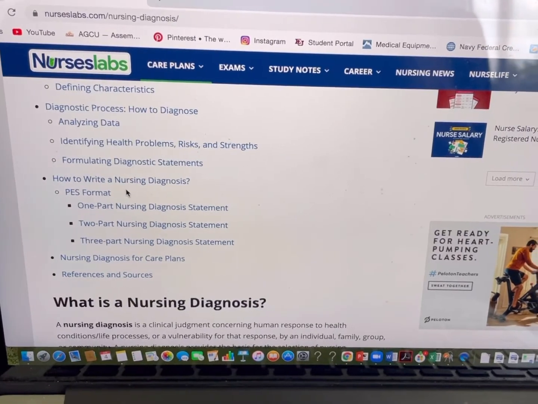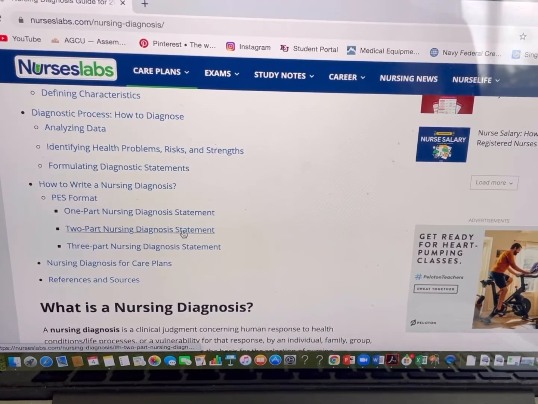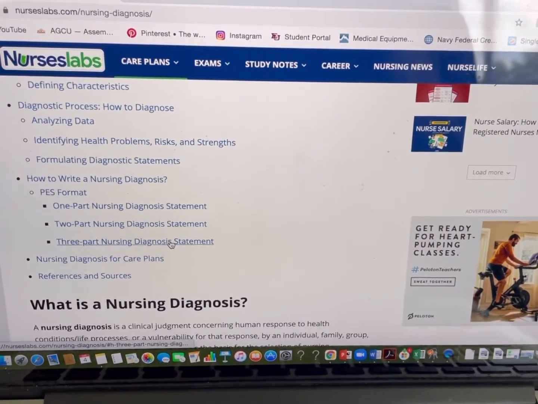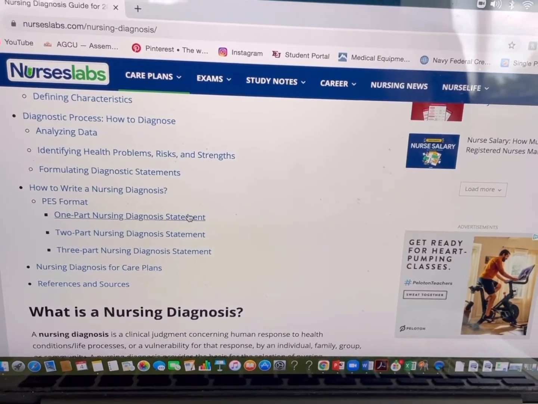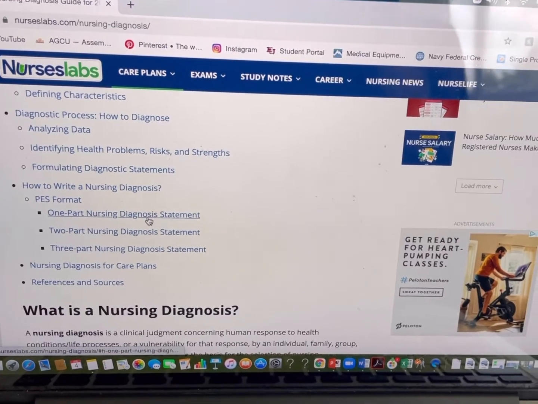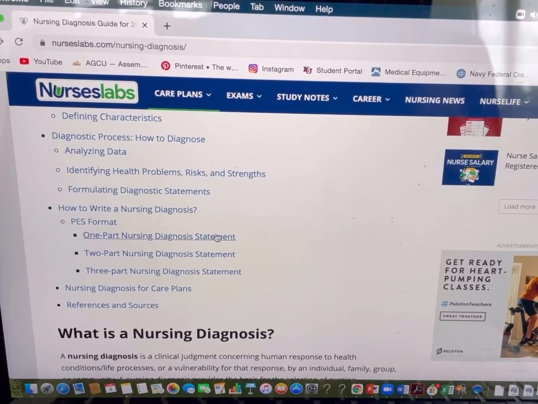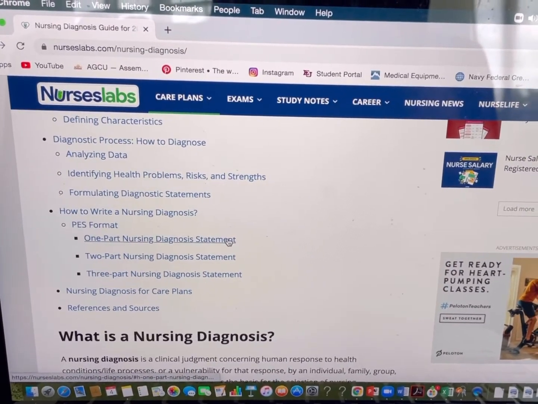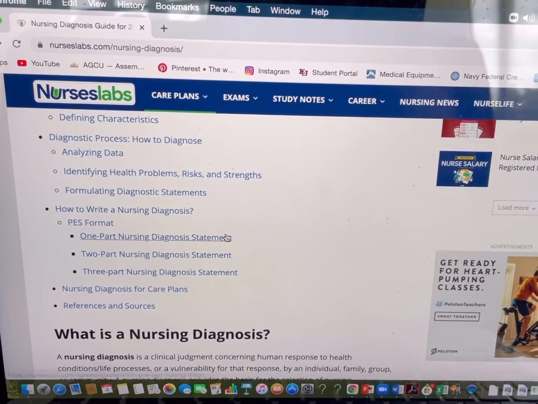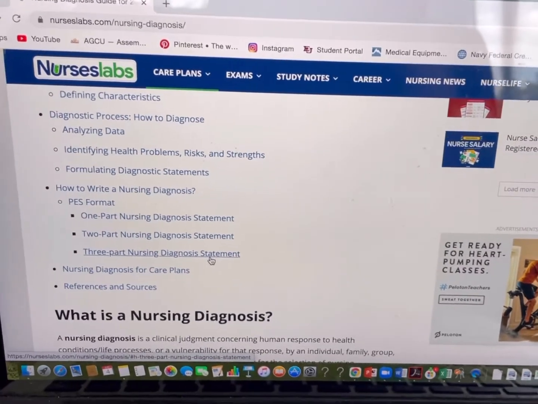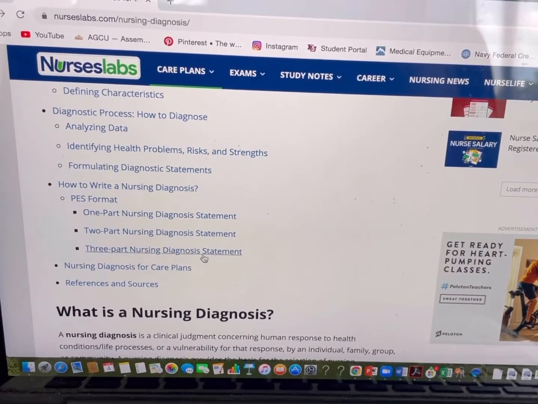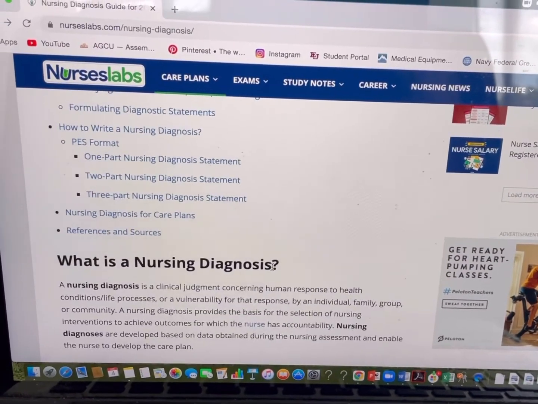And then it gives you step-by-step how to write a nursing diagnosis, which is really beneficial because sometimes instructors won't be super specific and they'll want the one part diagnosis. So sometimes your professor or instructor may be non-specific, and sometimes, like mine, they'll be really specific. So they want the full 3-part nursing diagnosis statement, which you guys can look up for yourselves.